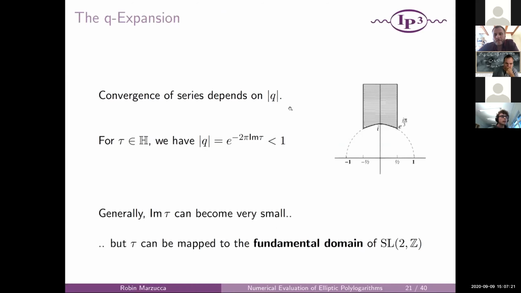What does that mean? As we've seen before, the convergence of the Q series depends on the modulus of Q. And at least since tau is in the upper half plane, we have that the modulus of Q is much smaller than 1 and depends on the imaginary part of tau. However, being in the upper half plane doesn't mean too much, because the imaginary part of tau can in principle become as small as it wants. So luckily, we can use modular transformations to shift any tau in the upper half plane into the fundamental domain of SL2C, which is this shaded area up here, which continues on to i infinity.